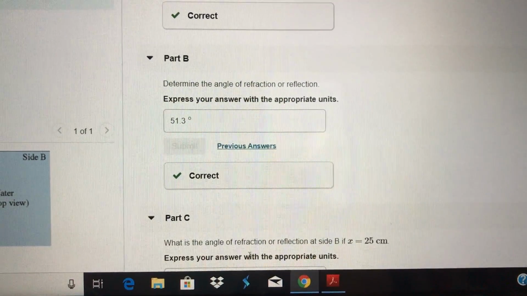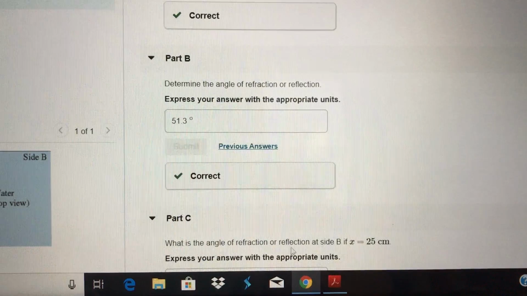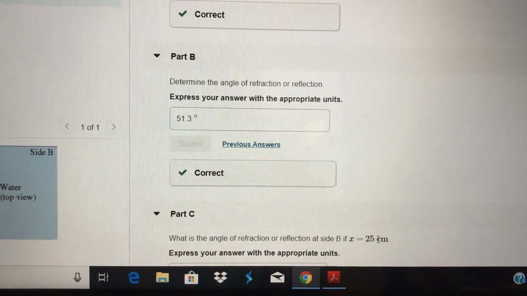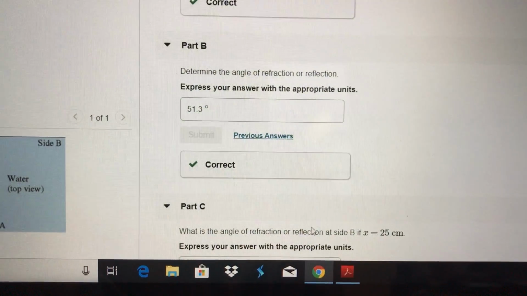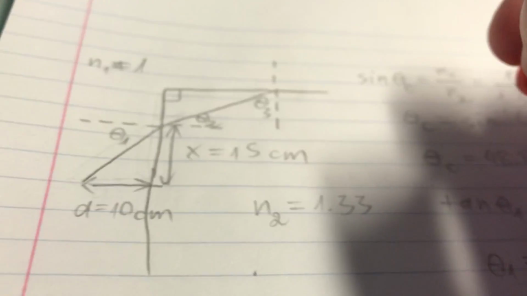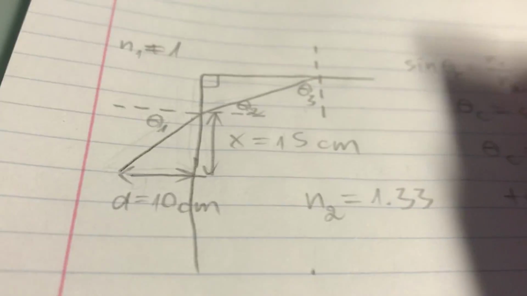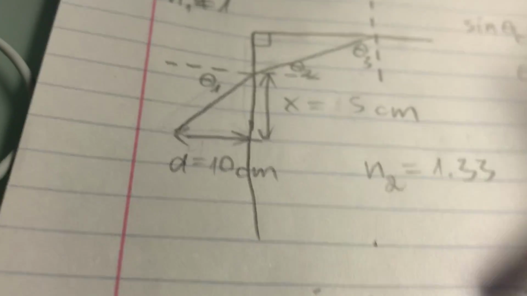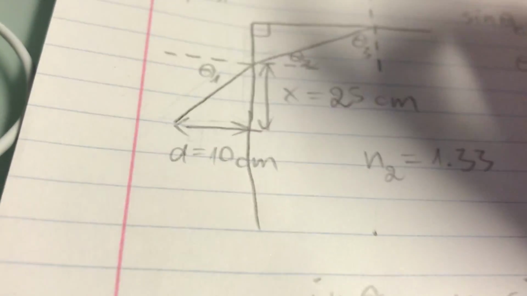What is the angle of refraction or reflection at side B if X is equal to 25 centimeters? Now we have a second value for X. However, we still use the same formula. We only need to substitute X with 25 centimeters instead of 15 centimeters. So this time X is 25 centimeters.